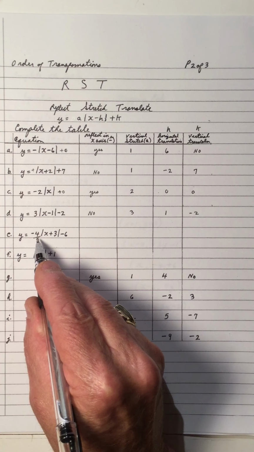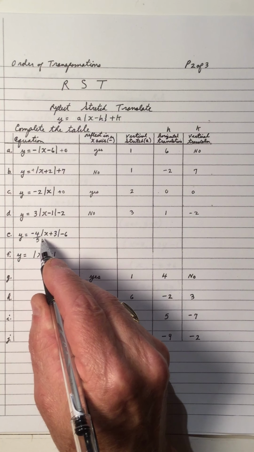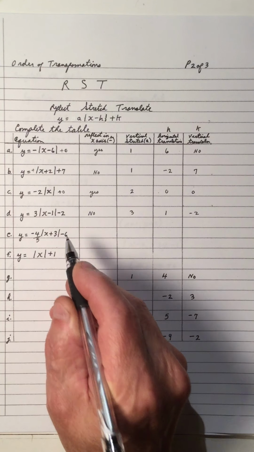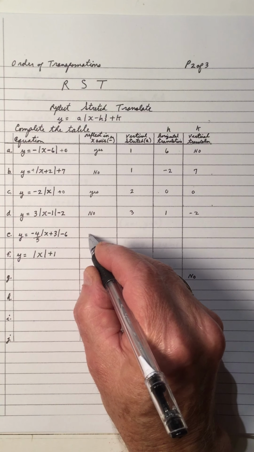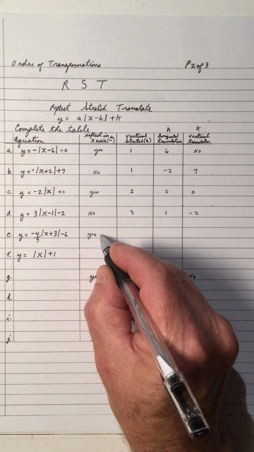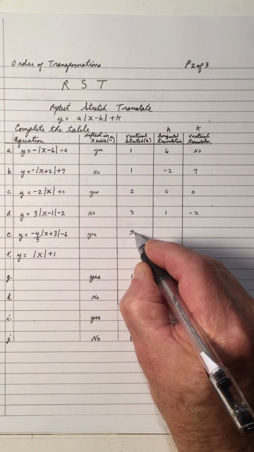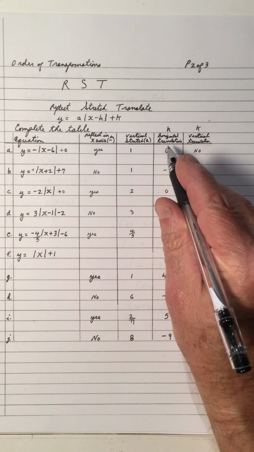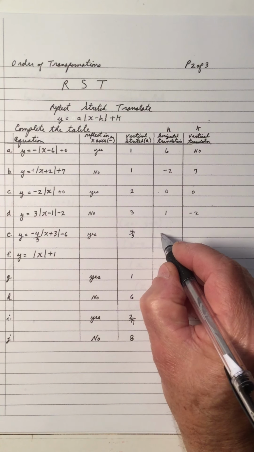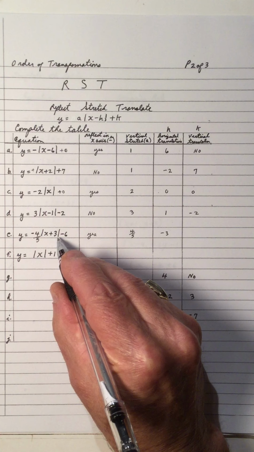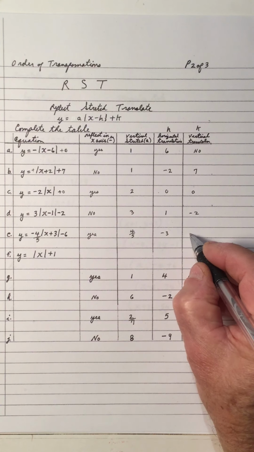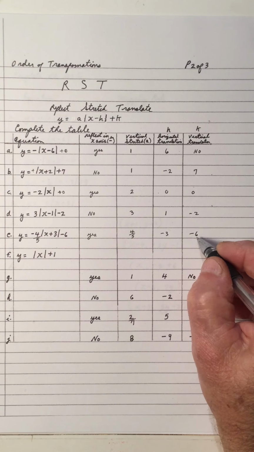E, y is negative 4/5 times the absolute value of x plus 3, minus 6. Reflected in the x-axis, yes, because it's negative. The vertical stretch slope is 4 over 5. The horizontal translation is minus 3, 3 units to the left. And the vertical translation is negative 6, and it's 6 units down.